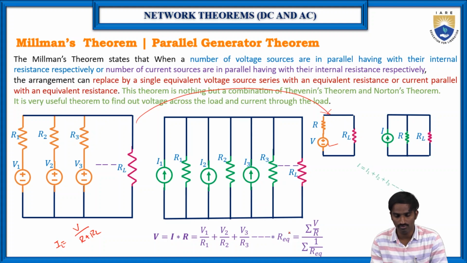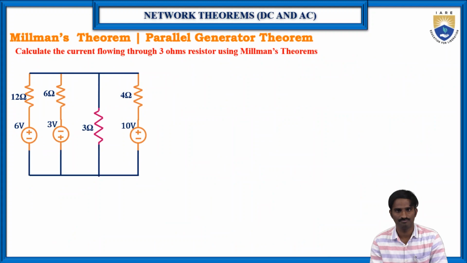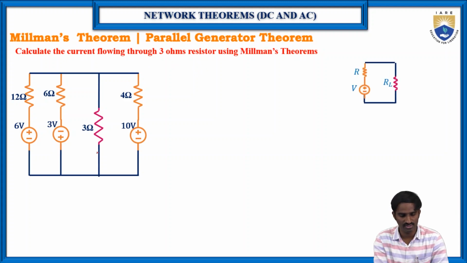1 by R equivalent is equal to 1 by R1 plus 1 by R2 plus 1 by R3. So in this way we can find the values of V and R. To get a better understanding, I am going to consider one example: calculate the current through the 3 ohms resistor using Millman's theorem. Here it is the 3 ohms resistor, so we need to find the current flowing through this 3 ohms resistor, right?